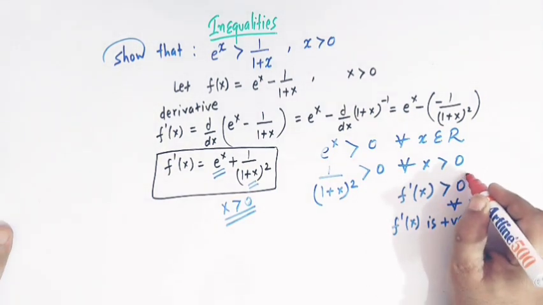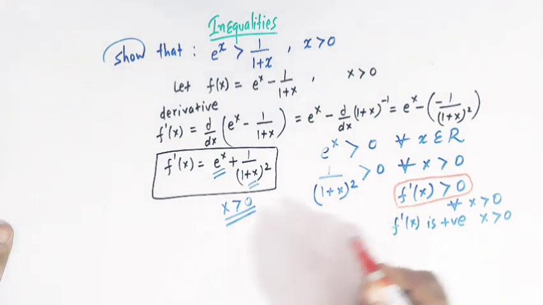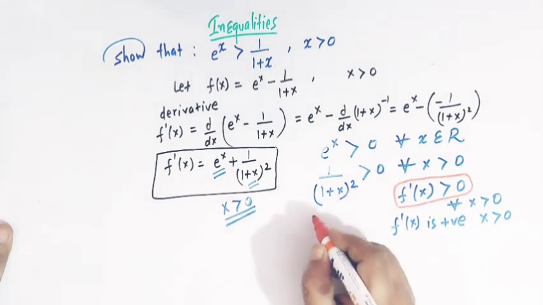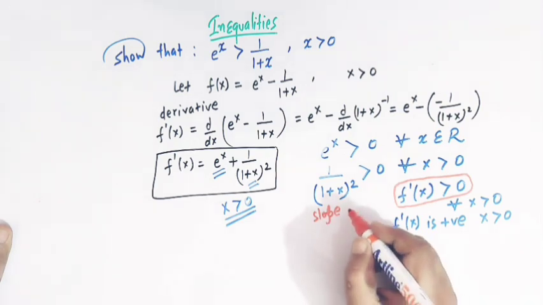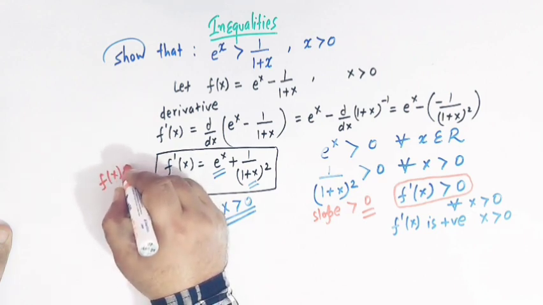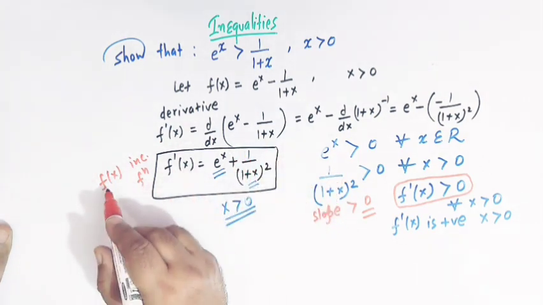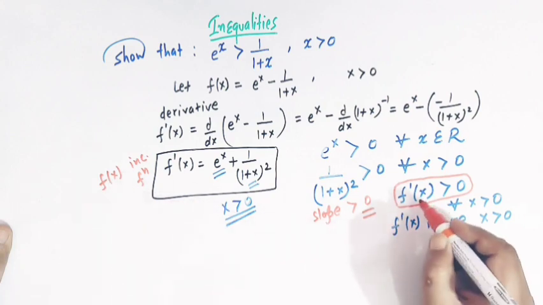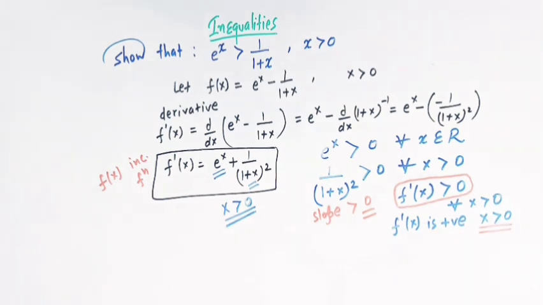So we have seen that the derivative is positive. From application of derivatives, we know that whenever the derivative is positive, or the slope is positive, because the derivative shows the slope of the tangent, it implies that the given function f of x should be an increasing function. And whenever the derivative is negative, or less than 0, it shows that the function is decreasing. So in this case, the function f of x is an increasing function because the derivative is greater than 0 for all x greater than 0.